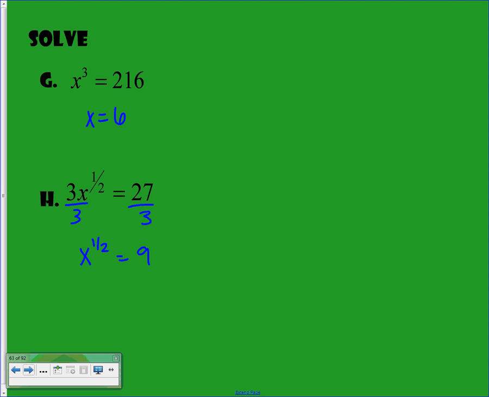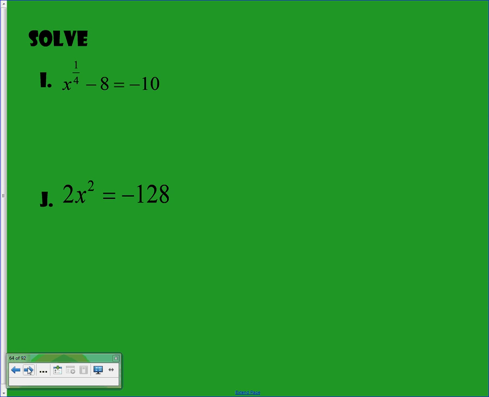Now this is a little trickier to think of, x to the 1/2 equals 9. If you want to get rid of that power, you can take the reciprocal power on each side. If I raise it to the 2nd power, then the 2 and the 1/2 cancel, so I just get x, and 9 squared gives me 81. If you can't think of it like you did in example G, where you know that 6 to the third is 216, you can raise each side to the reciprocal power so that we can solve for it that way. In example I, we might want to do that same thing. The first thing you're going to do here is add 8.